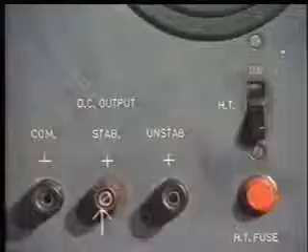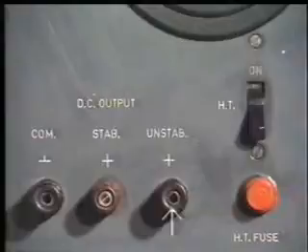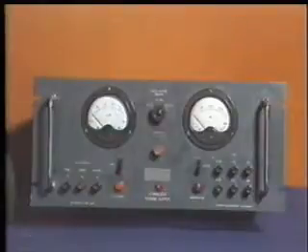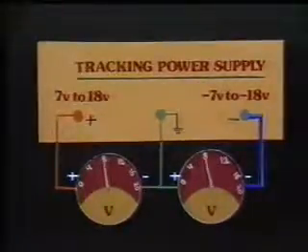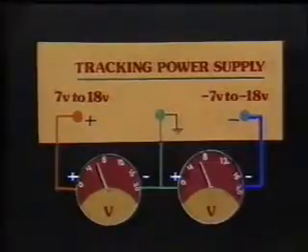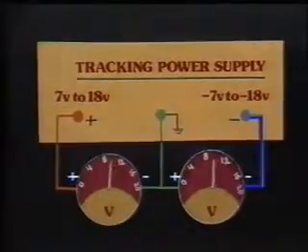Here is another power supply which provides a stabilized and unstabilized supply simultaneously. Linear ICs need positive and negative supply simultaneously. To ensure correct circuit operation, it is essential that even the slightest change in one supply must be offset by an equal change in the other supply. Such power supplies are called tracking power supplies.